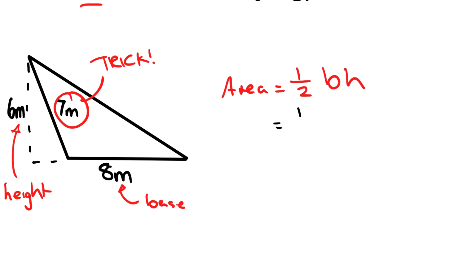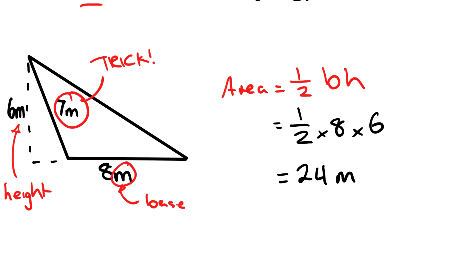So 1 over 2 times my base, which is 8, times my height, which is 6, and that comes out as 24. Go over and look at my units. It's in meters, so put my M there, and it's area, so squared.